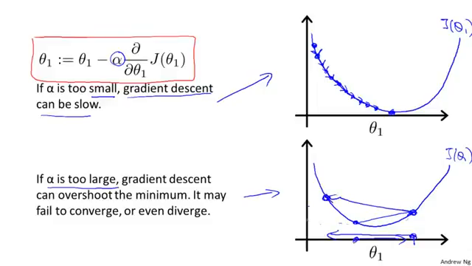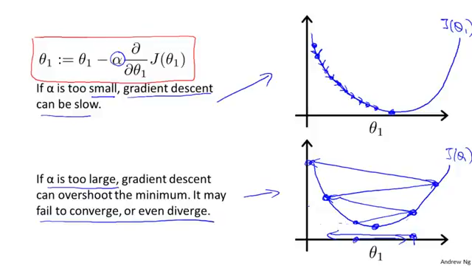Right? And if my learning rate is too big, I can take another huge step on the next iteration and kind of overshoot, and so on, until you notice I'm actually getting further and further away from the minimum. And so if alpha is too large, it can fail to converge or even diverge.